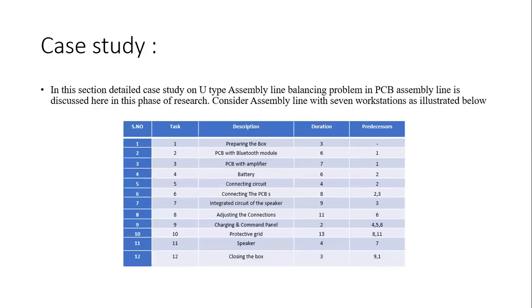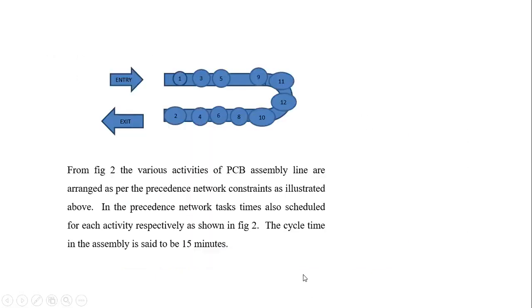balancing problem. Now let us have a small case study for U-type assembly line balancing, say a PCB electronic manufacturing assembly line. The following table describes the number of activities, activity description, activity element timings, and the supporting activity we call a predecessor. So this is the table information given here for your reference. And the description of the U-type assembly line layout.